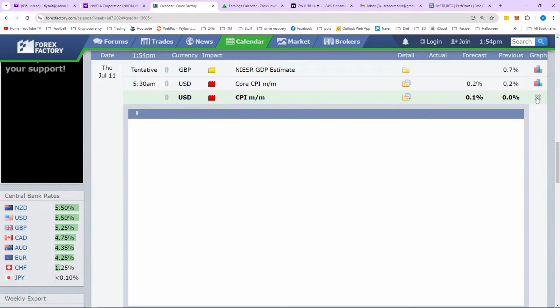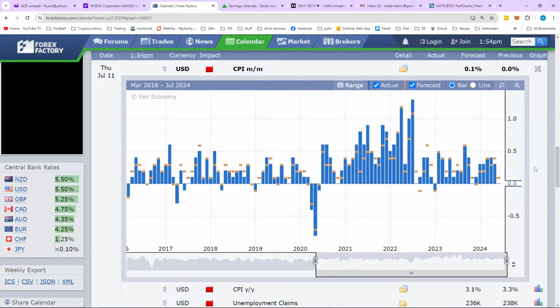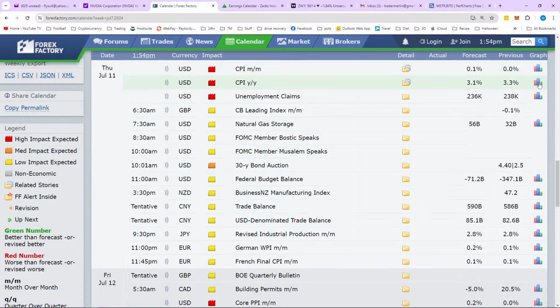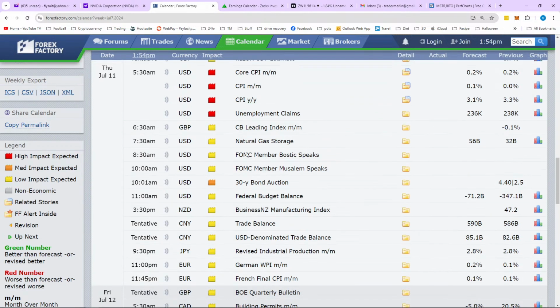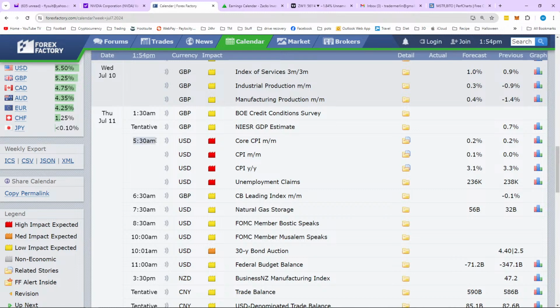But here's your CPI number. So CPI number, they're expecting to tick up from 0 to 0.1, so just a slight little increase up. I'm pretty sure we're going to see this tick up month over month. And then they give you the third piece, which is year over year. So this is your annualized rate. Okay? And again, you can see here it says 5:30 a.m. I'm on Pacific. My clock is set to Pacific, so this is going to be 1 hour before the equity markets open. That's when that happens.